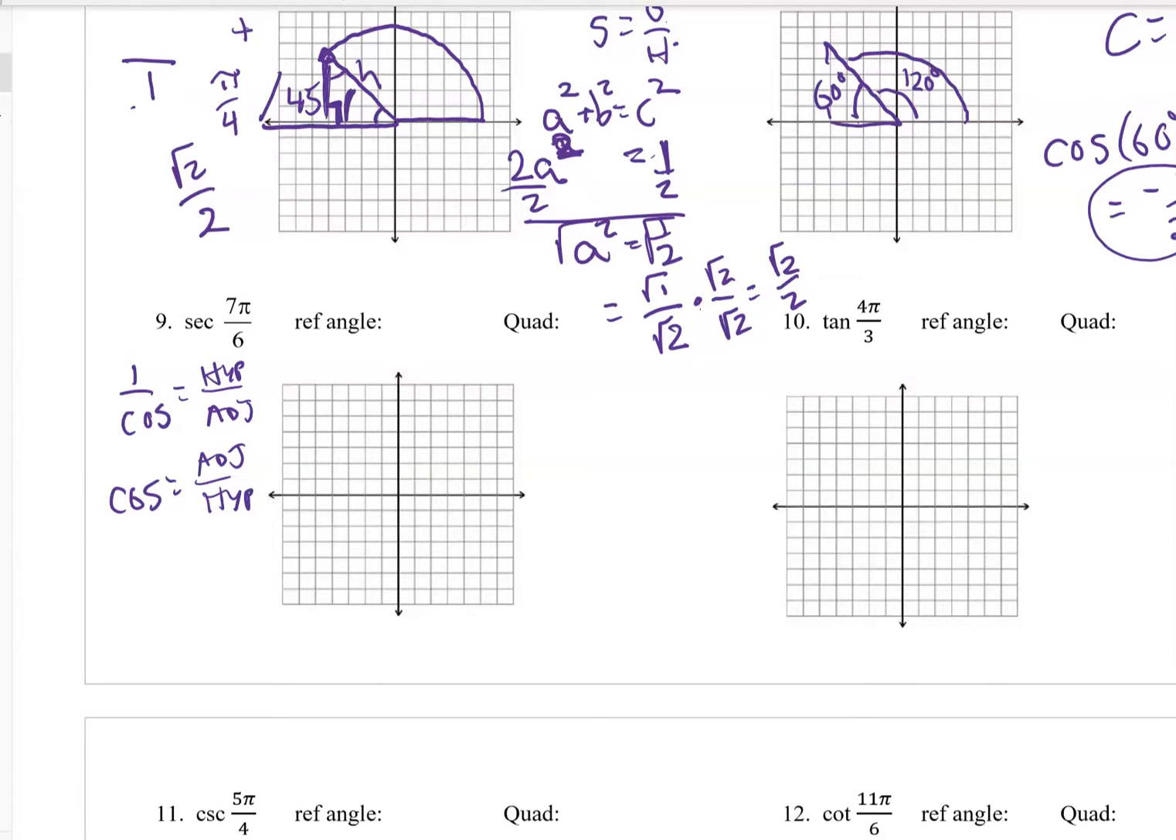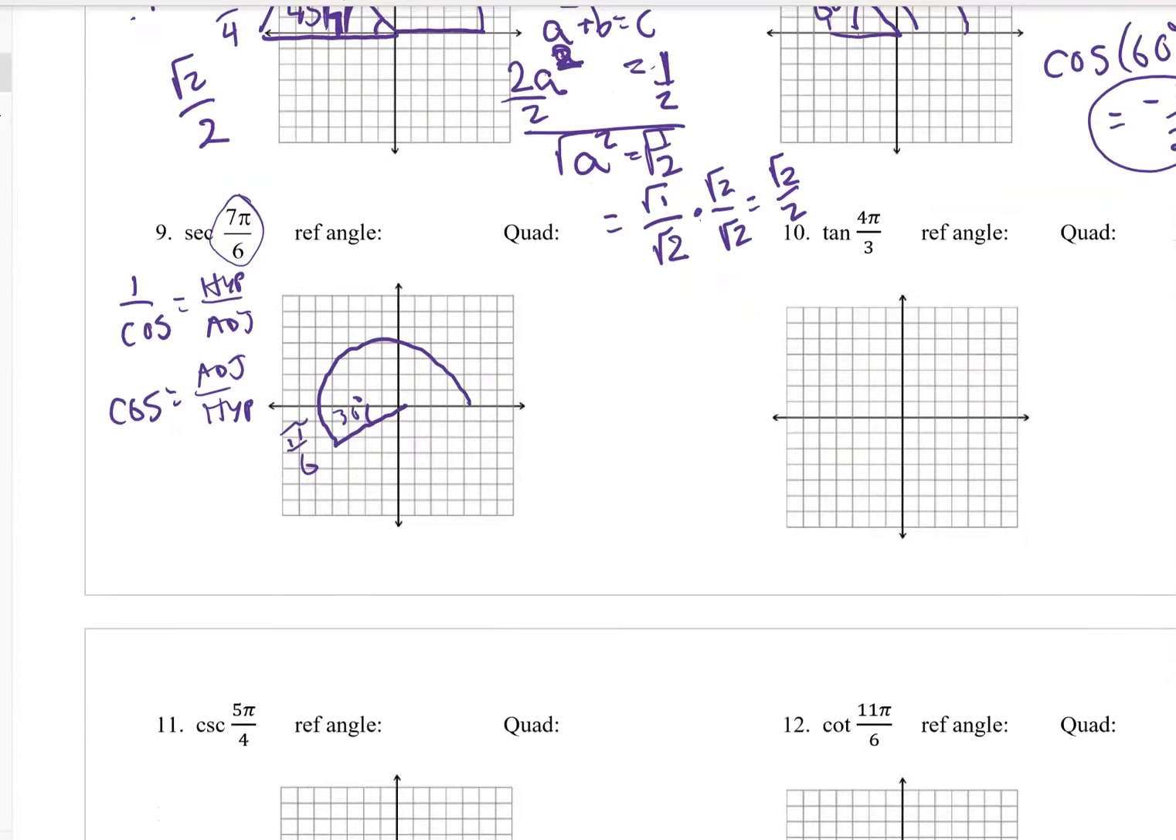7 pi over 6. So we've gone a little bit past 1 pi. We've actually gone past it by 30 degrees. So our reference angle is 30 degrees, or pi over 6. So our cosine of pi over 6 equals our x value over our hypotenuse, and that is square root of 3 over 2.